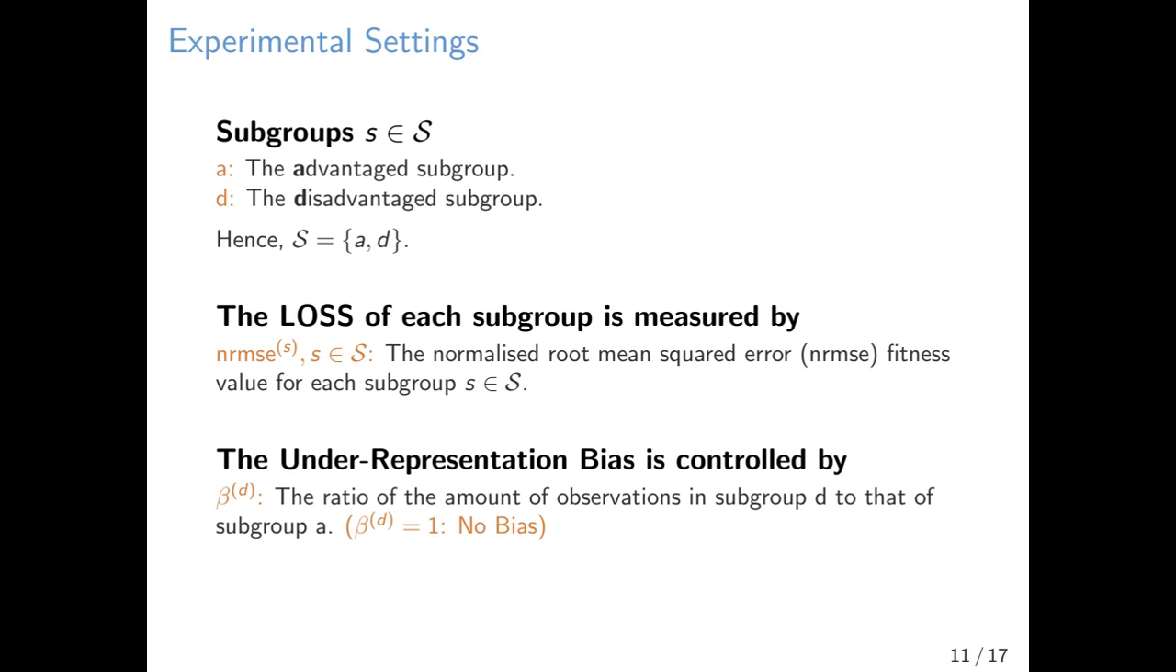Okay, and then for experiments, we assume there are only two subgroups, the advantage subgroup A and the disadvantage subgroup D. To measure the loss of each subgroup, we use the normalized root mean square error for each subgroup. The degree of underrepresentation bias is controlled by beta D. It is the ratio of the amount of observations in subgroup D to that of subgroup A.